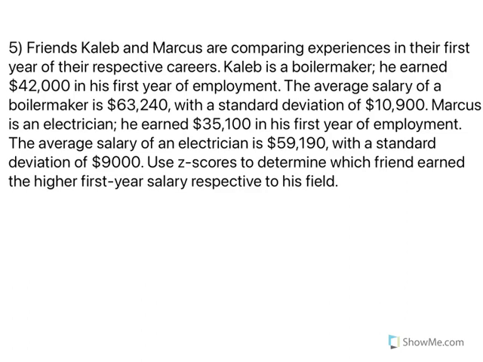Friends Caleb and Marcus are comparing experiences in their first year of their respective careers. Caleb is a Boilermaker. He earned $42,000 in his first year of employment. The average salary of a Boilermaker is $63,240 with a standard deviation of $10,900. Marcus is an electrician. He earned $35,100 in his first year. The average salary for an electrician is lower at $59,190 with a standard deviation of $9,000. Use z-scores to determine which earned the higher first year salary respective to his field.